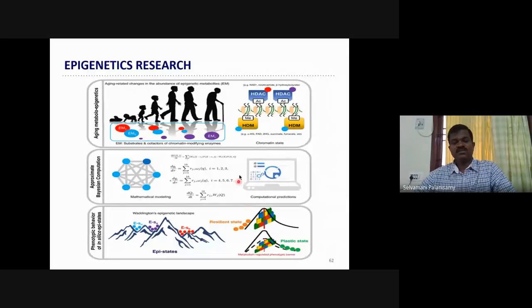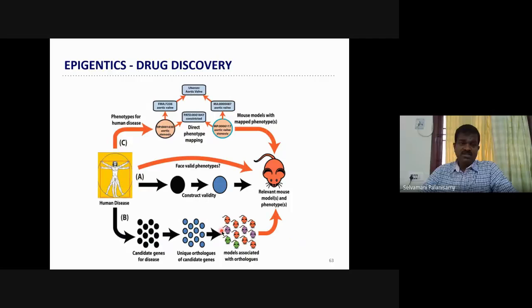So now, age-related diseases could be analyzed further, or more knowledge of age-related diseases due to epigenetic metabolites could be developed. And epigenetics involves mathematical modeling also, with the help of computers and software. So this is a very new area where people could contribute, and the epigenetic landscapes mean which epistates are resilient and when they are plastic. So all those things could be developed. The landscapes could be developed. So this is a new area of epigenetic research.